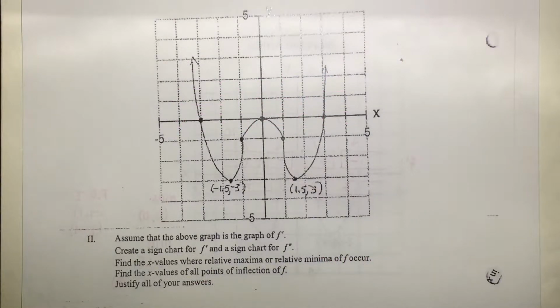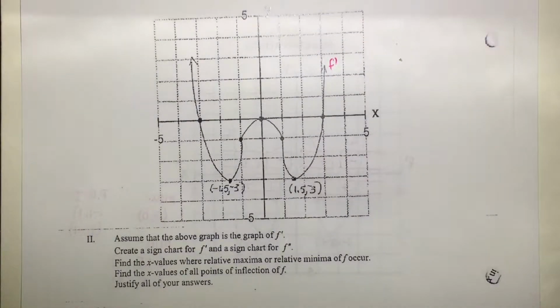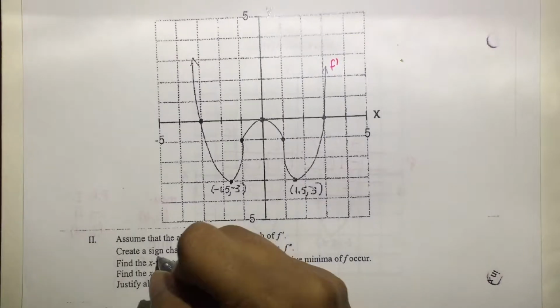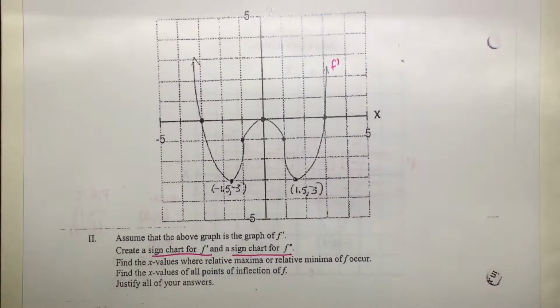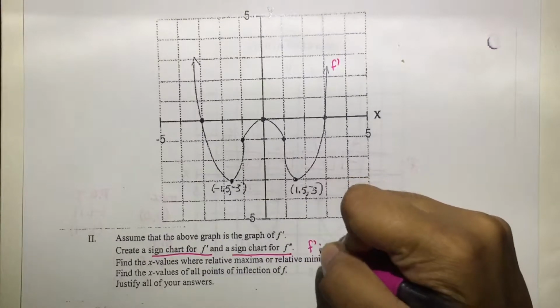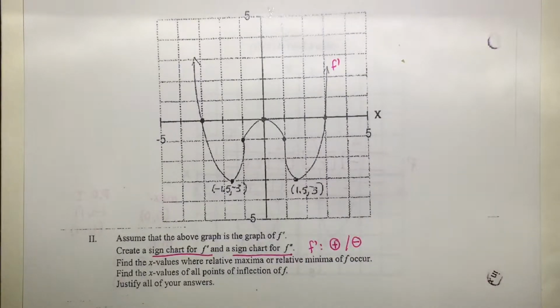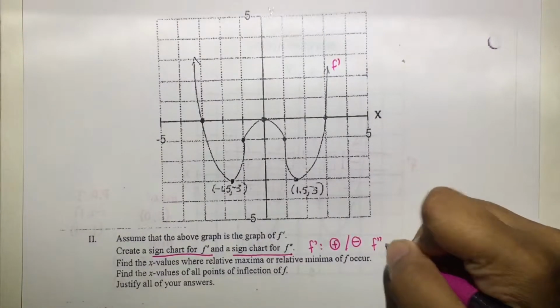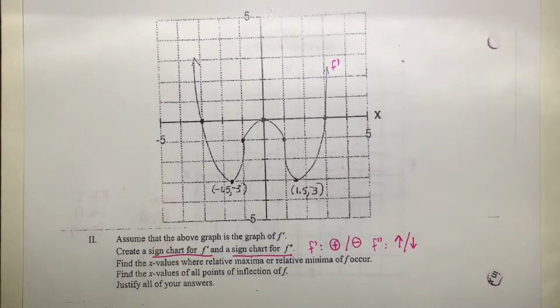Alright, moving on, this time we are given a graph of f prime instead of just f. So our first task is to find the sign charts for both f prime and for f double prime. The process is a bit different this time. In this case, we have to look at the f prime graph. To find the f prime sign chart, we have to look at whether or not the graph is positive or negative. And in the case of f double prime, we have to see if the graph is increasing or decreasing.